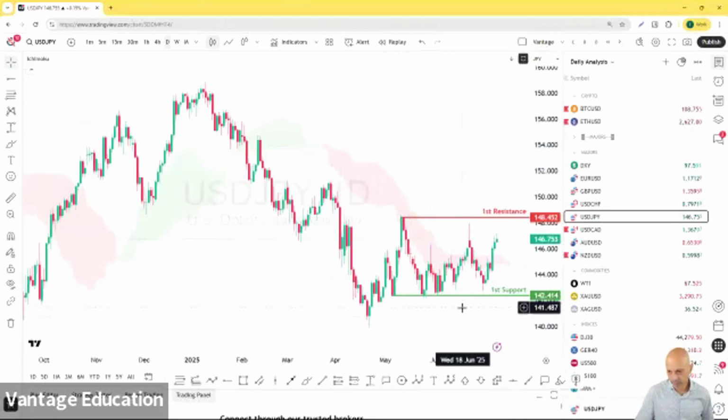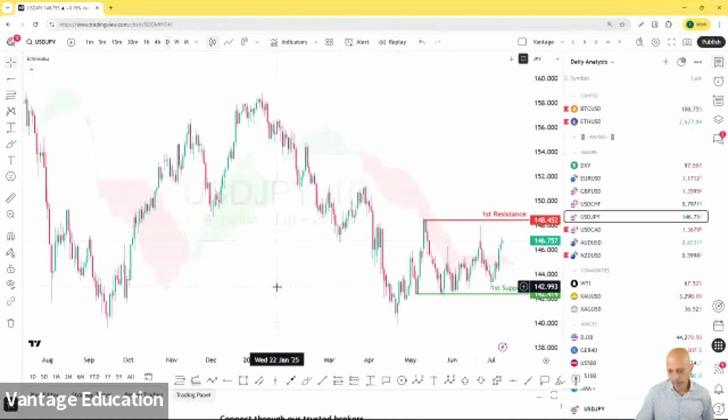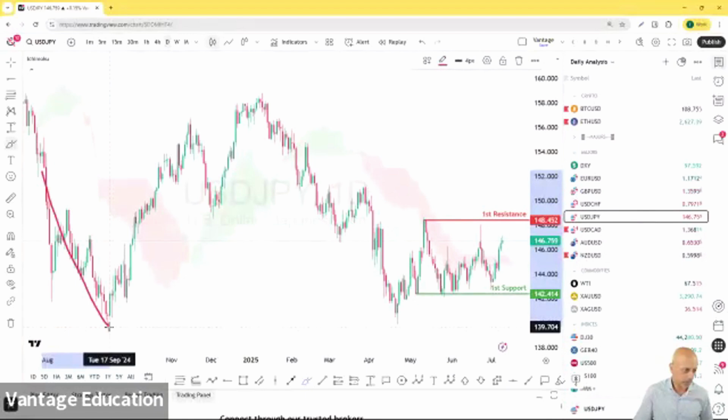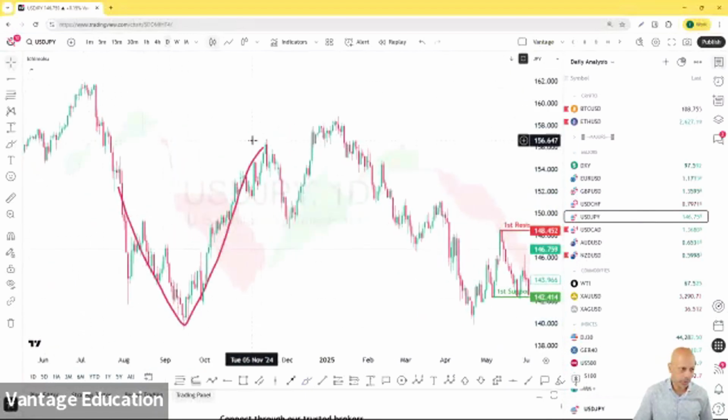Now, and of course, for the second support, when we zoom out a little bit, we can spot a very significant swing low that was formed on 17th of September 2024. You can look at this, right? This is a huge swing low that was formed, and it took a long time to be built, right? Between 11th of July 2024 all the way till 12th of November 2024.